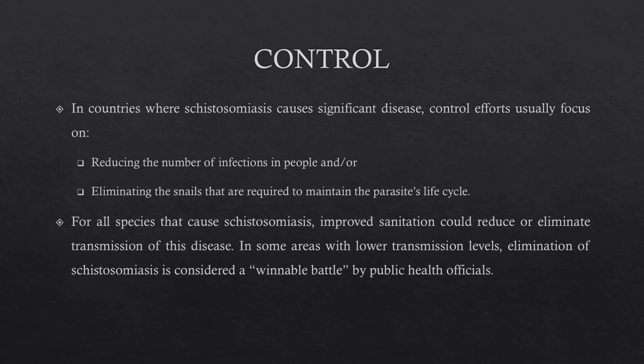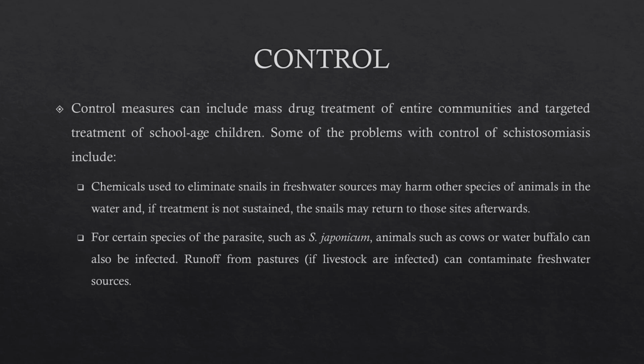In countries where schistosomiasis causes significant disease, control efforts usually focus on reducing the number of infections in people and/or eliminating the snails that are required to maintain the parasite's life cycle. For all species that cause schistosomiasis, improved sanitation could reduce or eliminate transmission of this disease. In some areas with lower transmission levels, elimination of schistosomiasis is considered a winnable battle by public health officials. Control measures can include mass drug treatment of entire communities and targeted treatment of school-aged children.